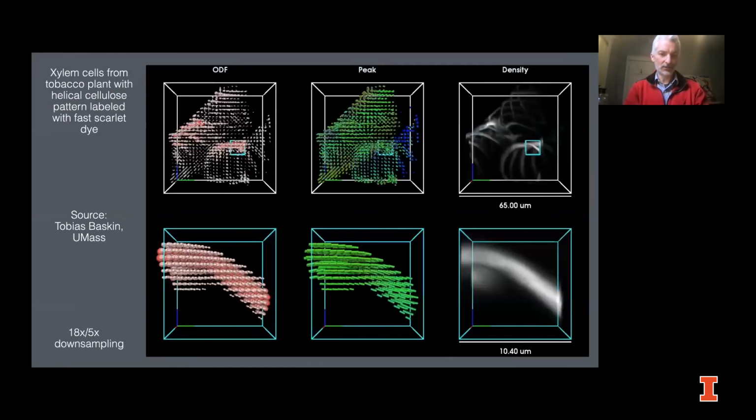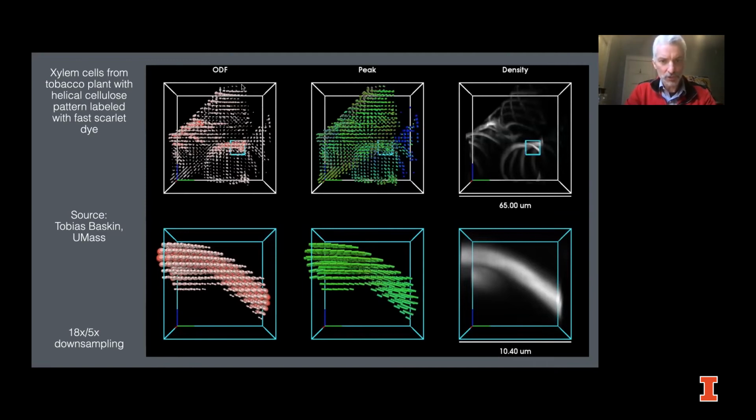Okay, so I'm going to end by showing you the kinds of images we can reconstruct, and this is still a work in progress. The killer app image is something we're still acquiring or hoping to acquire at NIH, but these were just some test images. So these were xylem cells from tobacco plants that have a helical cellulose pattern labeled with a dye that's known to bind tangent to the helix. Okay, so the dye should be oriented along the helix.